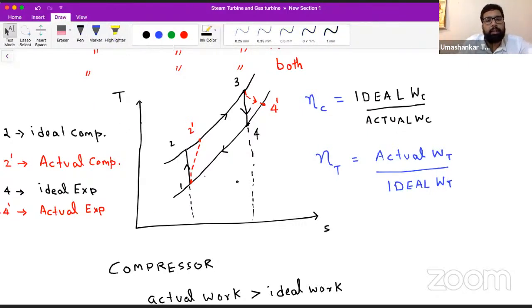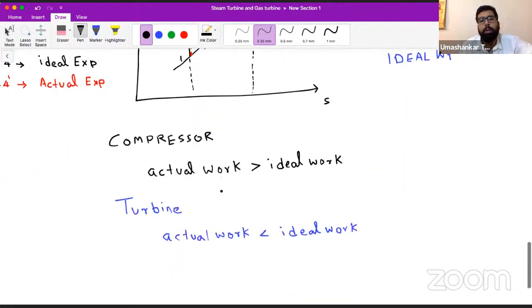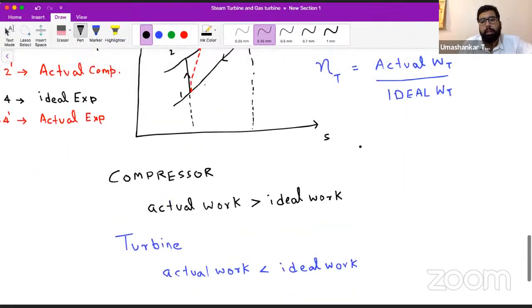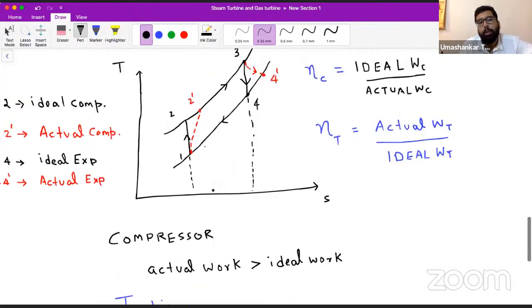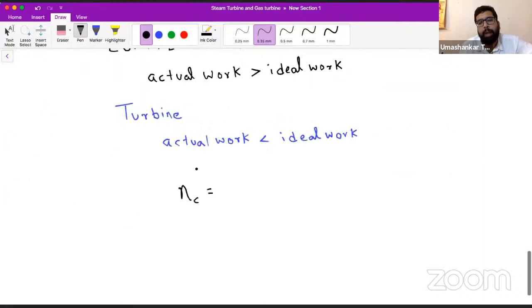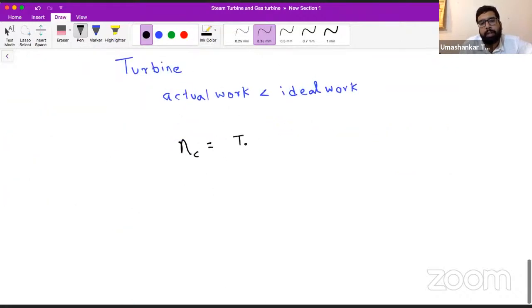So in this diagram, if I want to formulate the isentropic efficiency, if I want to write it, it is ideal upon actual. So we can write T2 minus T1.